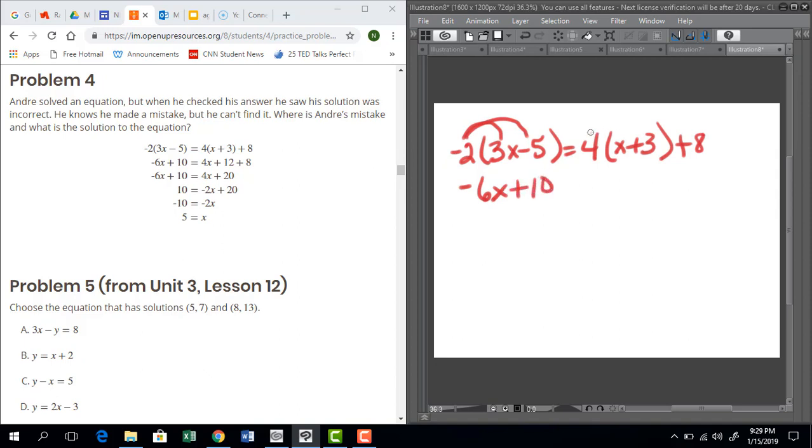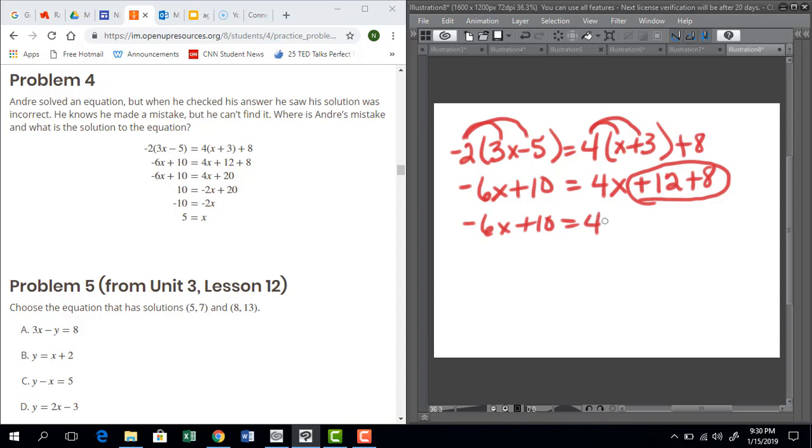And then we're going to do the same thing here. On this side, 4 times x is going to give us 4x. 4 times 3 is going to give us positive 12 plus 8, and that's what Andre should have. And he does have that, so there's no mistake there. The next step would be to combine the like terms, where these terms are alike, so I can combine them. So I would have negative 6x plus 10 is equal to 4x plus 20. There doesn't seem to be a mistake there with Andre's work.